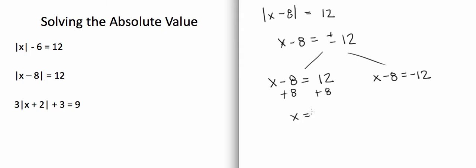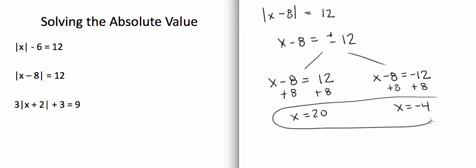So we're going to have an answer of 20 and an answer of negative 4. So we've got two answers that, if we threw them into our absolute value equation back here at the top, we would get an absolute value of 12. If we think about it, 20 minus 8 is equal to 12. So the absolute value of 12 is 12. We have negative 4 minus 8 gives us negative 12, and the absolute value of negative 12 is 12. So that's why both of those work.